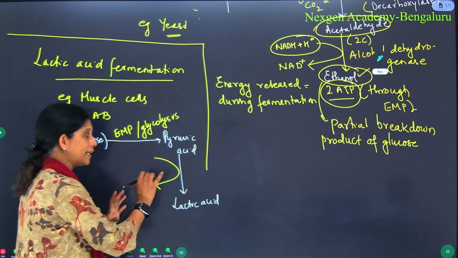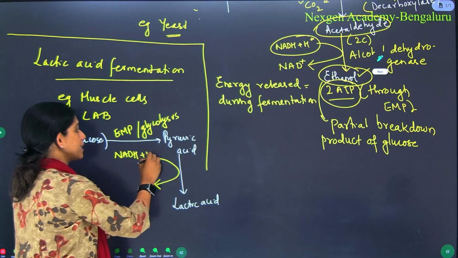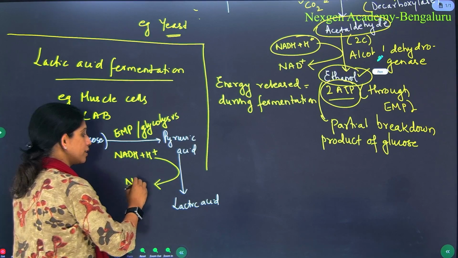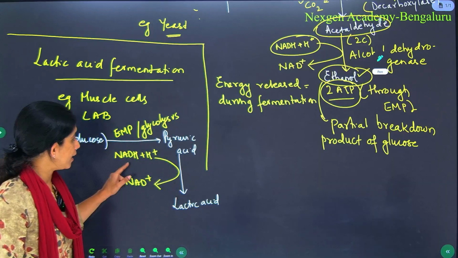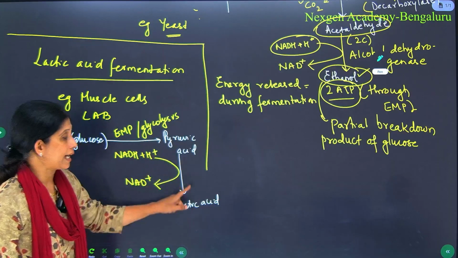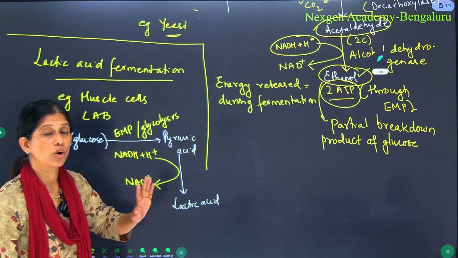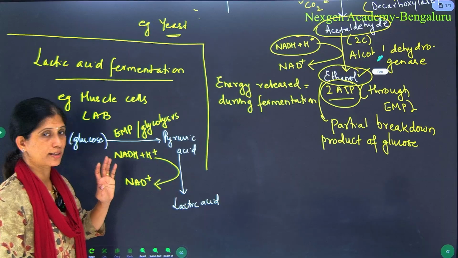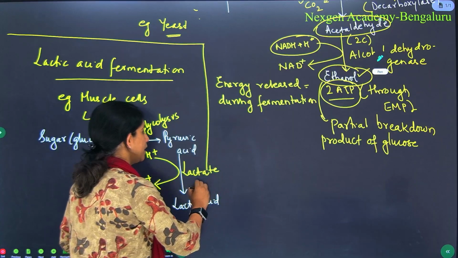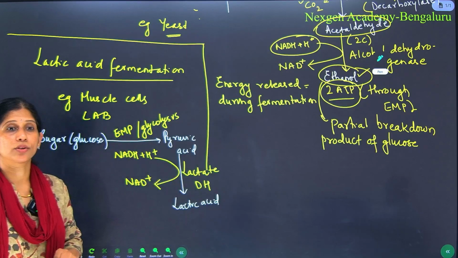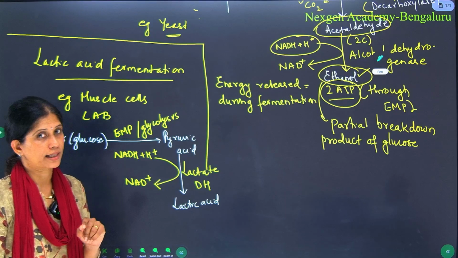So here also it is a reduction process. What is the reducing agent? The same, NADH plus H is the reducing agent, which is converted to NAD plus. So it is also a reduction reaction. NADH plus H is a reducing agent, and the ultimate product of lactic acid fermentation is only lactic acid. There is no carbon dioxide released in the process. And what is the enzyme here for lactic acid fermentation? Lactate dehydrogenase. So the enzyme for lactic acid fermentation is lactate dehydrogenase.